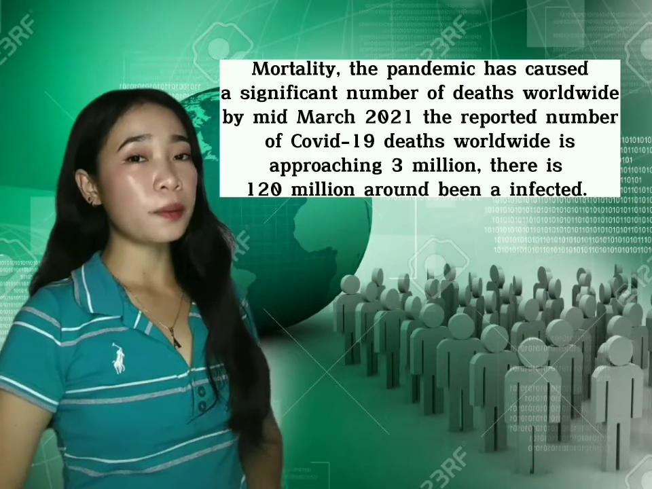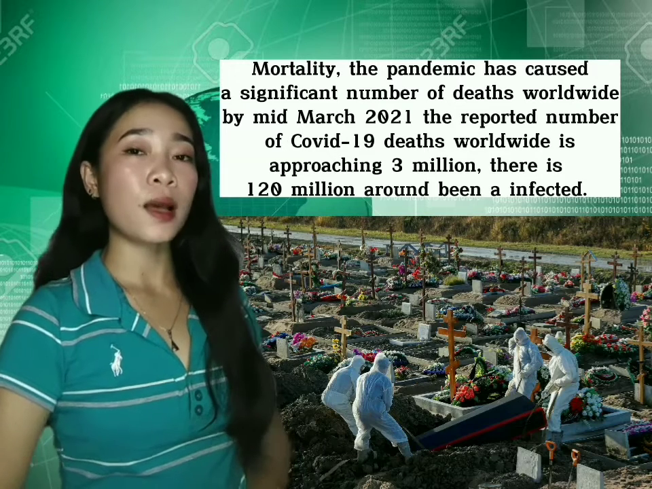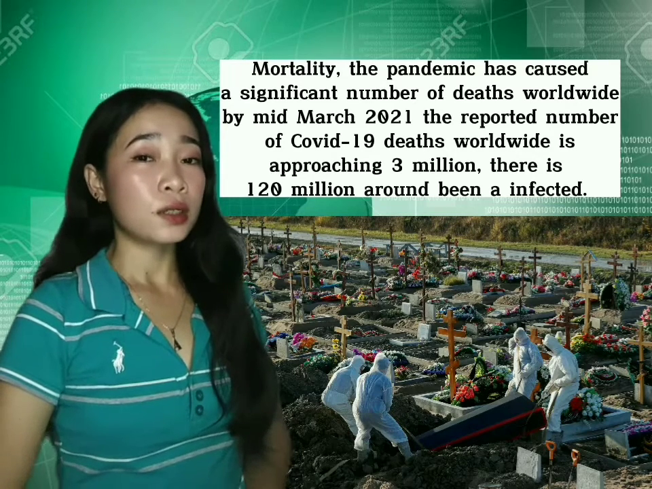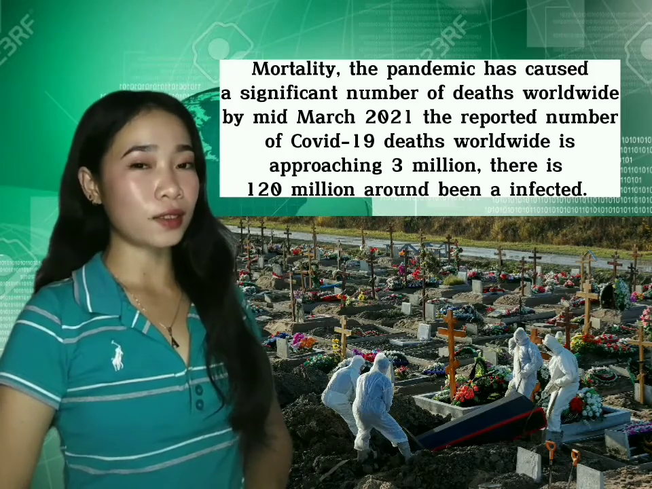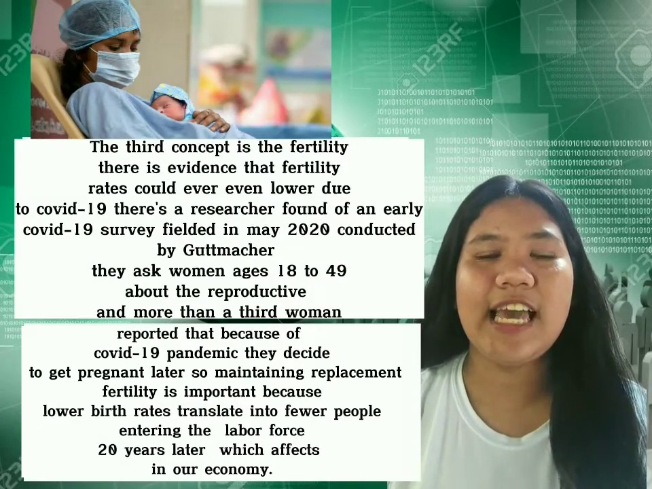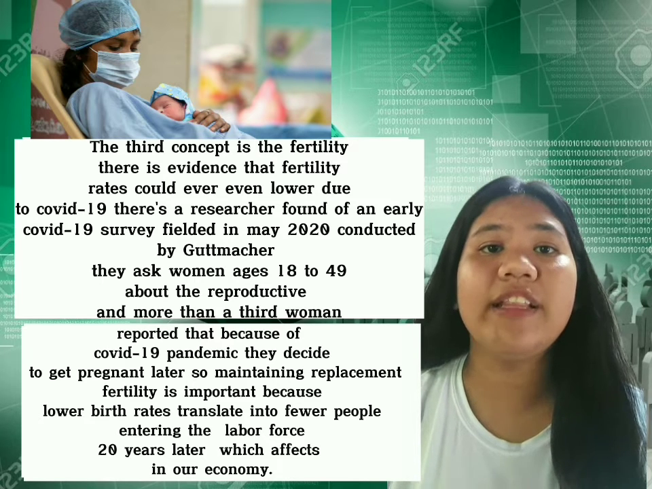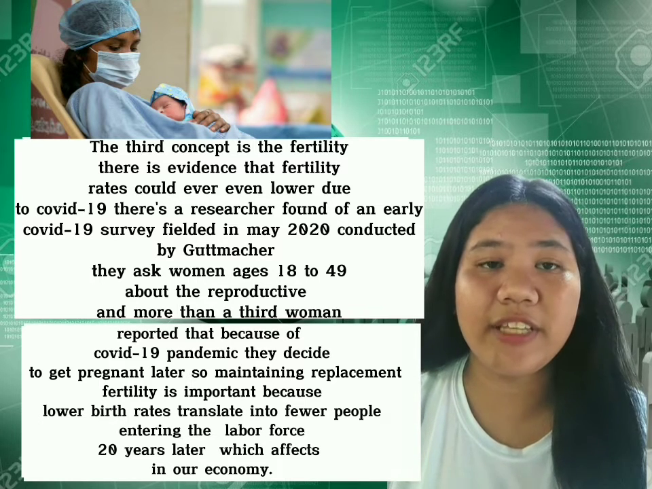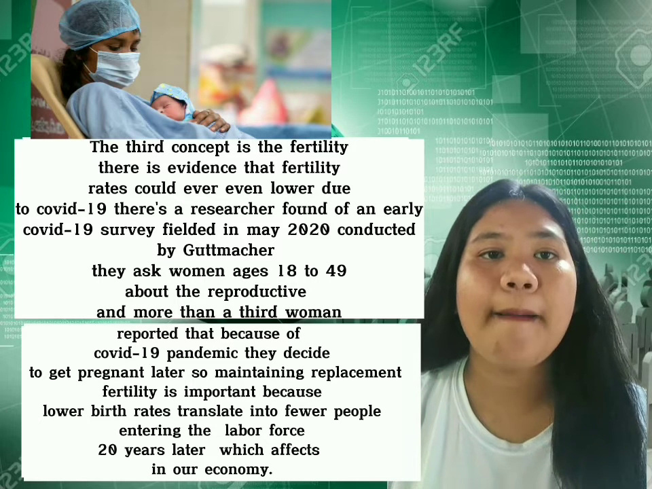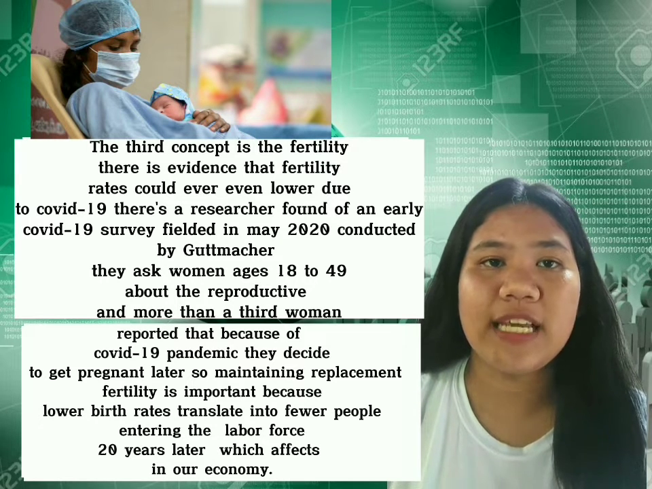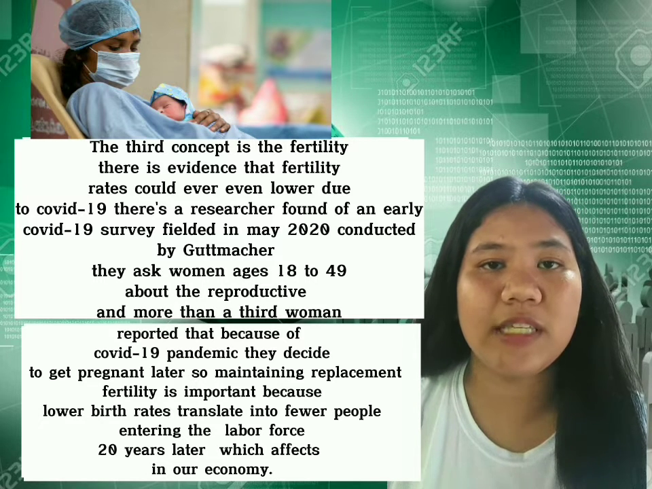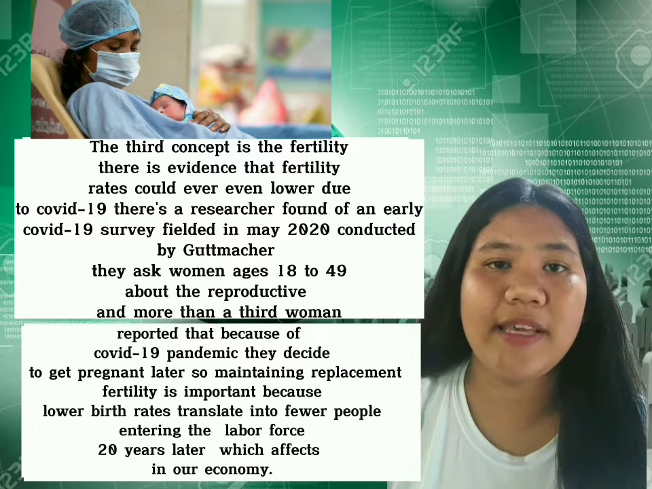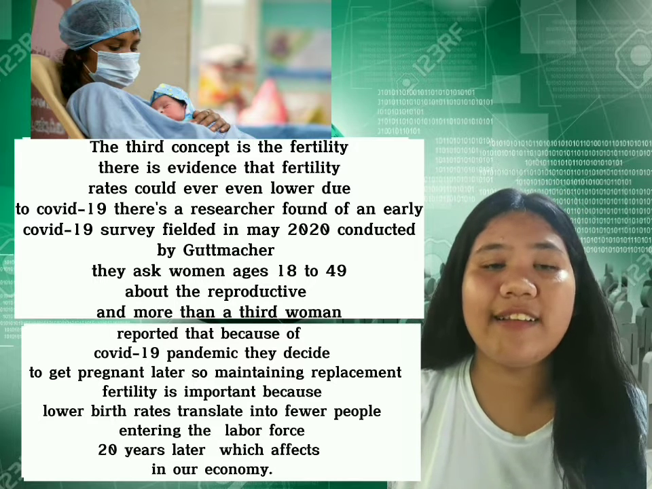Second is mortality. The pandemic has caused a significant number of deaths worldwide. By mid-March 2021, the reported number of COVID-19 deaths worldwide is approaching 3 million, and there are 120 million infected. The third concept is fertility. There is evidence that fertility rates could even be lower due to COVID-19. A researcher found out in an early COVID-19 survey fielded in May 2020 conducted by the Guttmacher Institute, they asked women ages 18 to 49 about their reproductive intentions, and more than a third of women reported that because of the COVID-19 pandemic, they decided to get pregnant later.